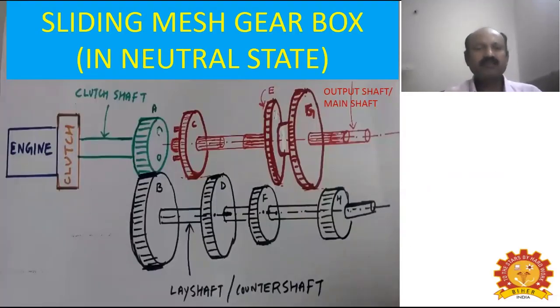let us consider, I am coming back to the sliding mesh gearbox in the neutral state diagram again. Let us consider you want to run in the first gear. You want to engage the first gear. Let us consider the engine is running at 4000 RPM, and the engine is connected with the clutch shaft through the clutch, assuming that the clutch is in engaged condition.